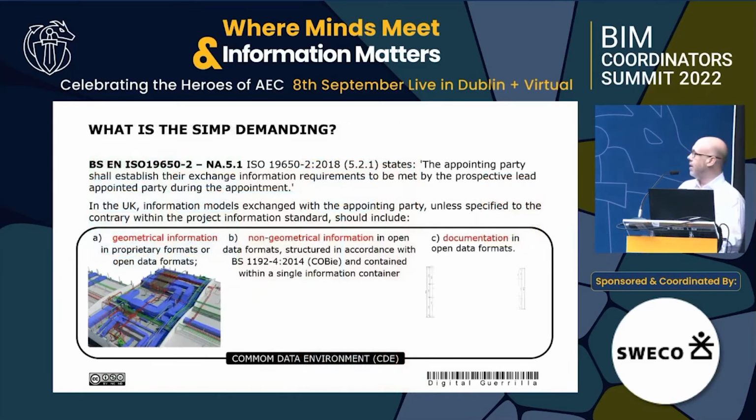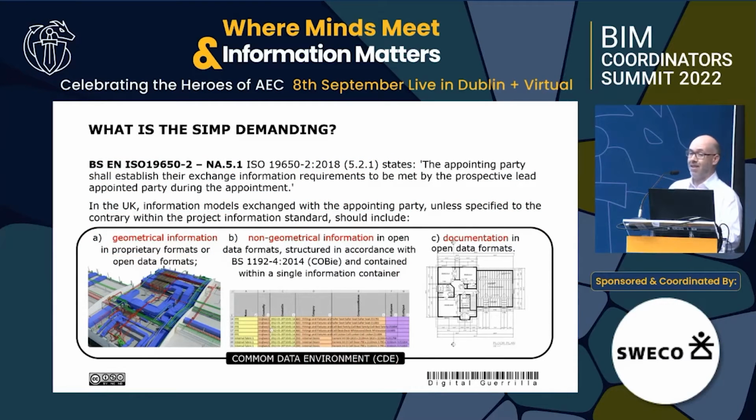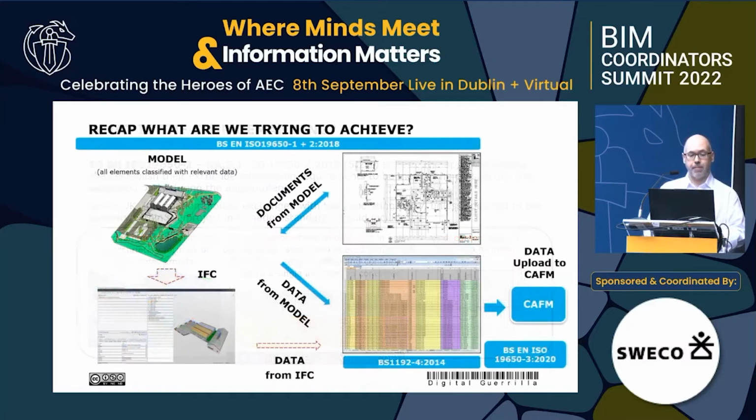Again, this is all mapped out in ISO Part 2, and this isn't a new list. These sorts of requirements haven't changed in almost a decade now. Even PAS 1192 Part 2 had geometric models, all your data structures using COBie or BS 1192 Part 4, and then finally exporting PDFs or drawings. And this is effectively what we're trying to achieve.